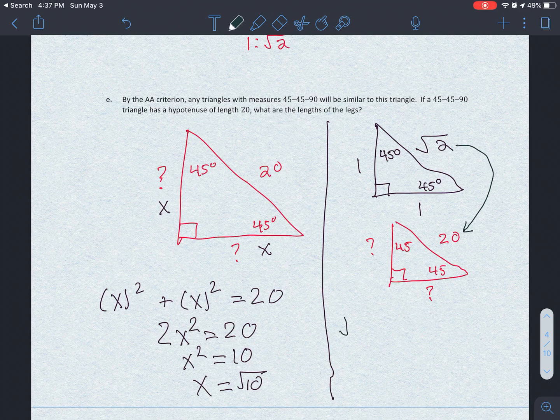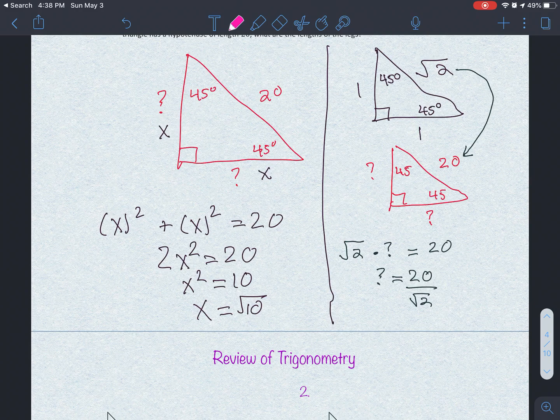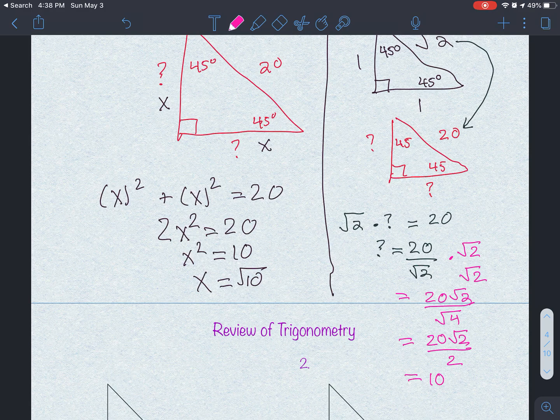So what we're going to do is write the square root of 2 times x equals 20. And it might be even better to write a question mark. The square root of 2 times what gives us 20? So we're finding out the scale factor. And to find that out, you just divide by the square root of 2. And we're not allowed to leave a square root on the bottom, so we're going to rationalize it by multiplying by the square root of 2. And you end up with 20 square root of 2 over the square root of 4, which is just 20 square root of 2 over 2, which is 10 square root of 2.